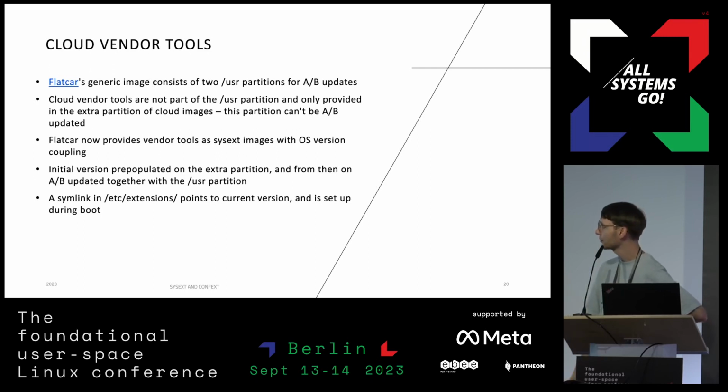That's where Flatcar comes from. And we always had the problem that these things were not updated. And we wanted to have AB updates as well for the OEM vendor tools. So what we did now is that we migrated them to be systemd sysext images, and now they use version coupling and are part of the AB update mechanism in Flatcar. And the initial version is pre-populated on the OEM partition, and then from there on it's updated, and we always keep 2 around. And the symlink to the current version is set up at boot time.